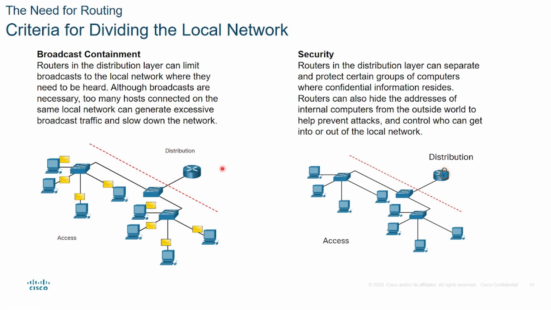Then another reason for dividing a network is security. Routers in the distribution layer can separate and protect certain groups of computers where confidential information resides. Routers can also hide the addresses of internal computers from the outside world to help prevent attacks and control who can get into or out of the local network. So that is very self-explanatory.